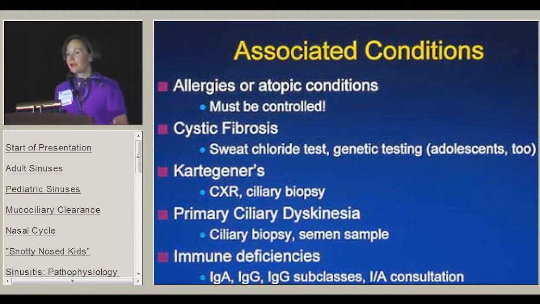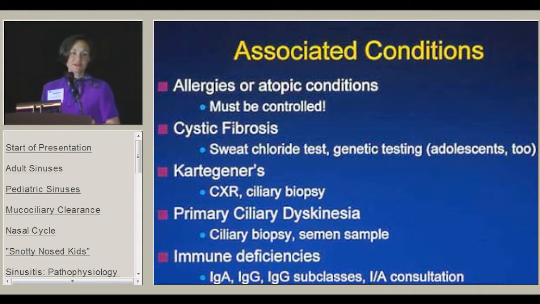We always, certainly when they come into my office, and I'm sure you do the same thing, you're always looking for reasons why did this patient get a chronic bacterial infection. And the first reason is primarily allergies. That's the most common comorbidity. But additionally, patients may have cystic fibrosis.